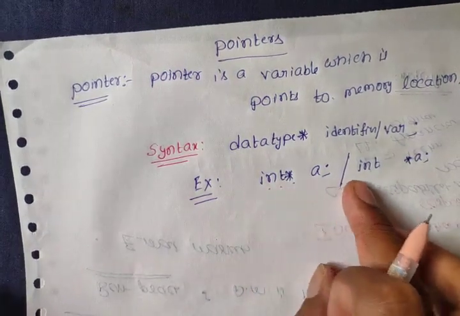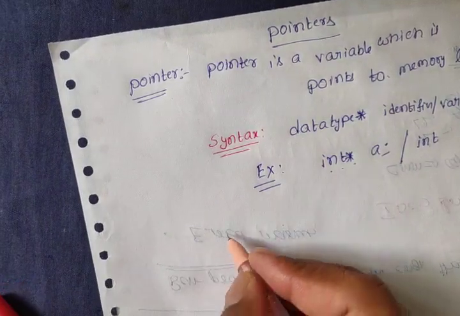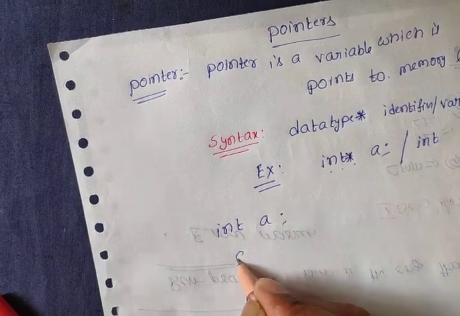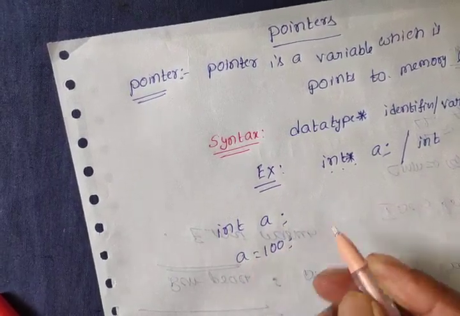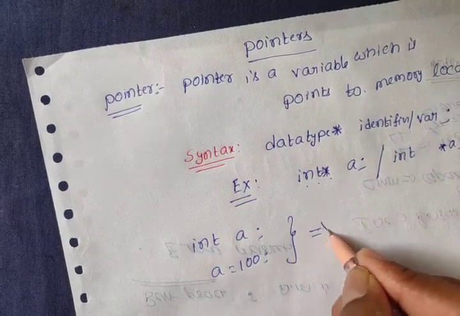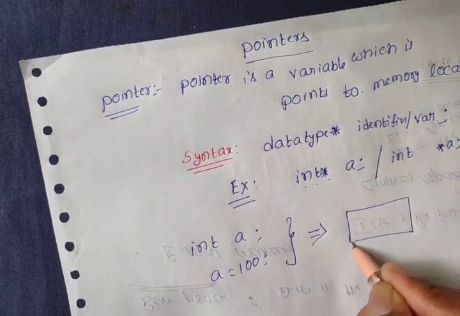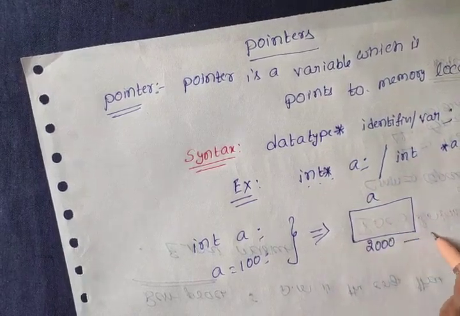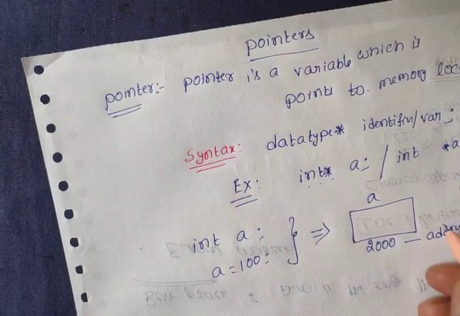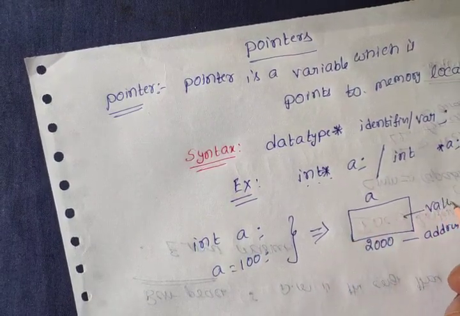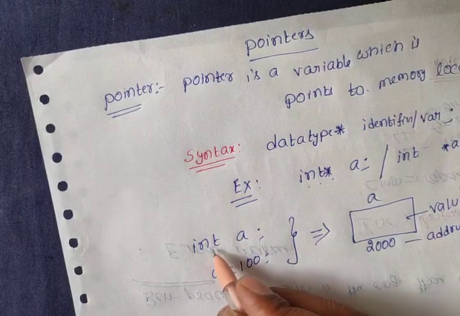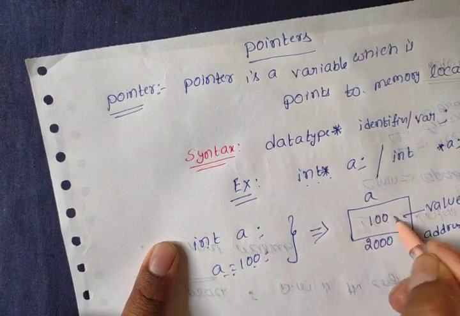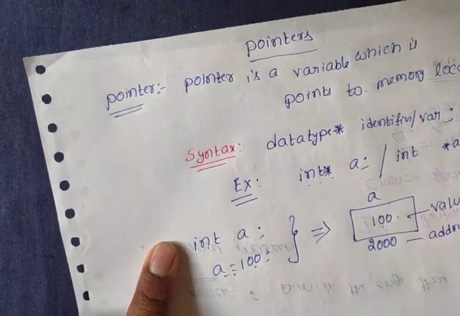Now how it will be stored, just observe. I am taking one simple general variable, int a, and then a is equal to 100. For this, how will it be stored? a is the variable name, and it will have a location, that means this is the address. Now what is the value? It must be an integer data value. That means here 100 is an integer that will be stored in the integer variable.